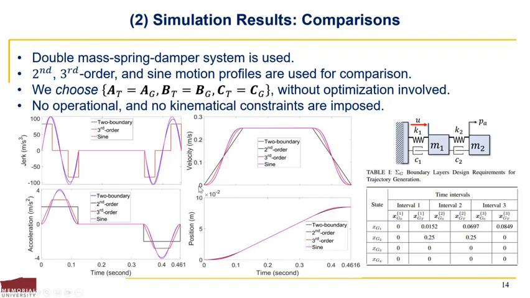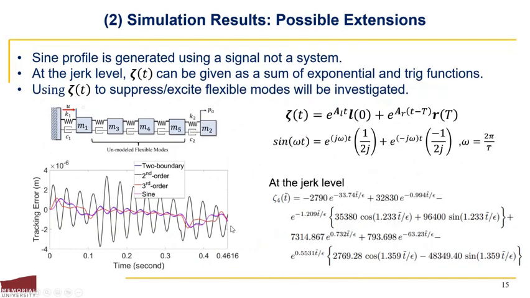These figures show the results of the two-boundary reference signal compared to the second and third order profiles, as well as the sine motion profile. Interestingly, under the simulated example, the sine and two-boundary profiles were almost the same as shown in the previous figures. Also, their performance was almost the same as can be seen from the figure showing the tracking error.